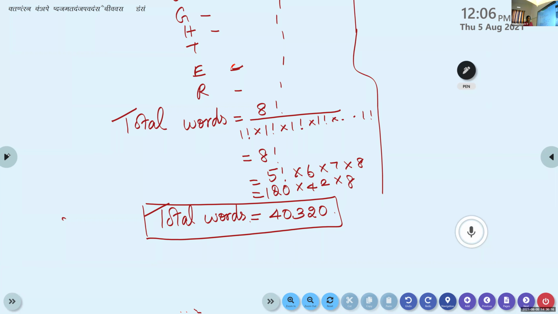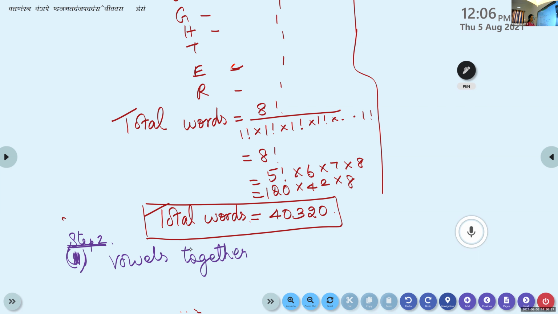Okay, the total number of words formed is 40,320. Now look at the second step. In step 2, we are going to consider all the vowels together. How many words can be formed with the vowels together?